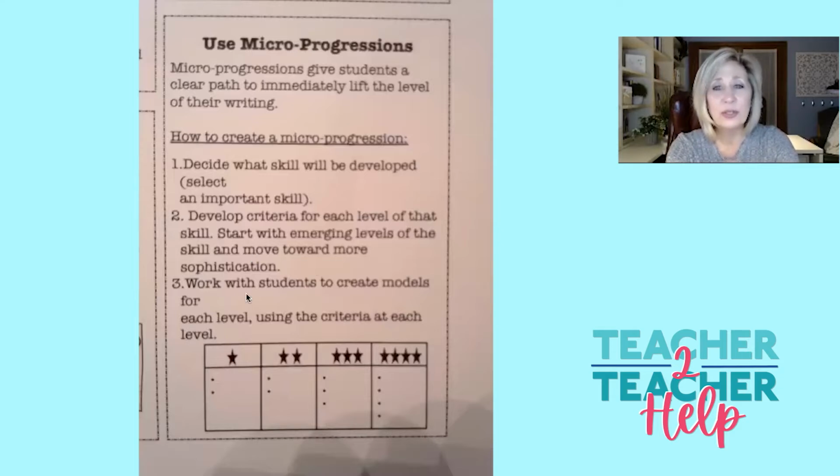And then we want to work with students to create models for each level of that and use that criteria at each level. I like to create progressions that have three or four levels. And I like to call them 1-star, 2-star, 3-star, and then maybe 4-star. So let me show you some examples of microprogressions that I've created with students and give you some possibilities for how you can create some of your own.